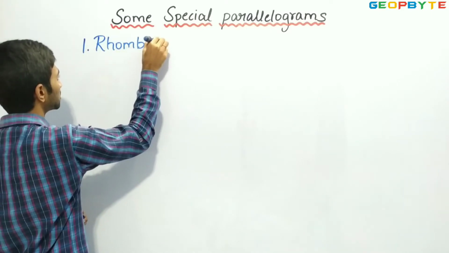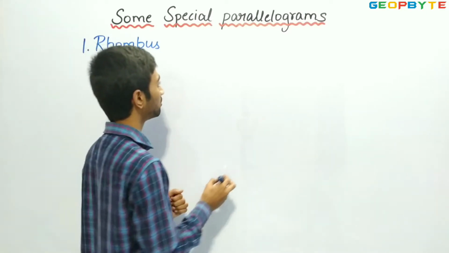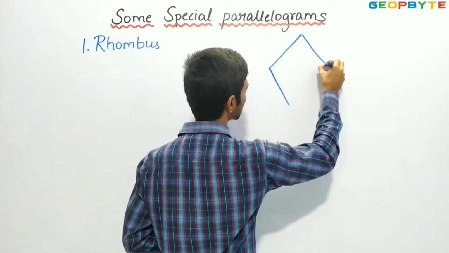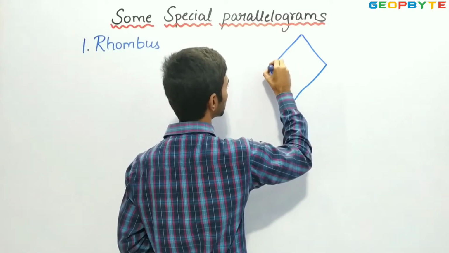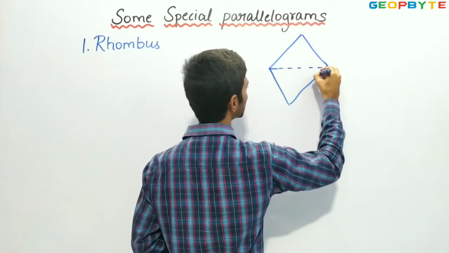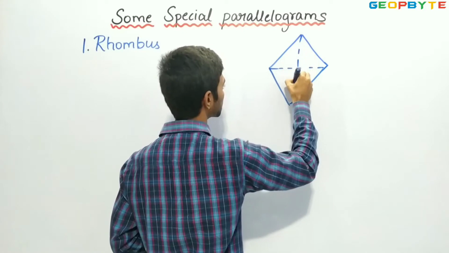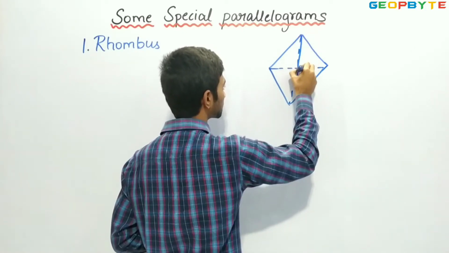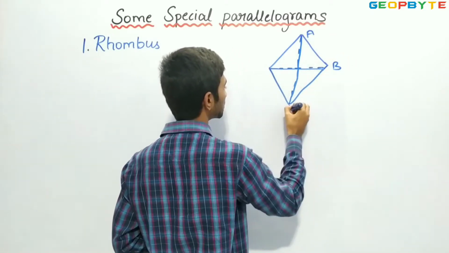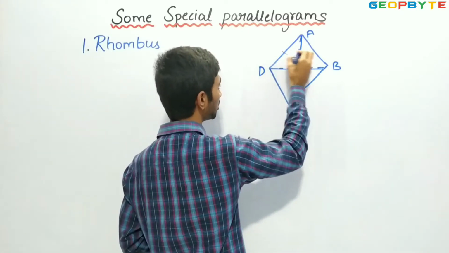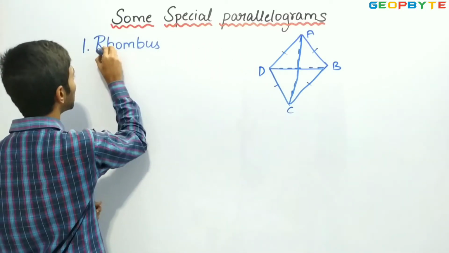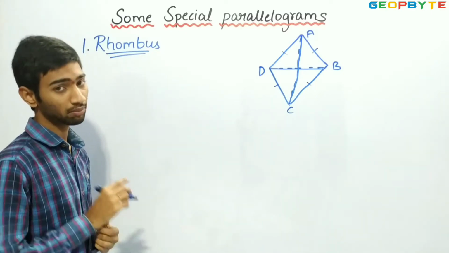So rhombus. Let us draw the figure of a rhombus. So this is a rhombus. This type of figures are known as rhombus. Now let us define rhombus with its properties.